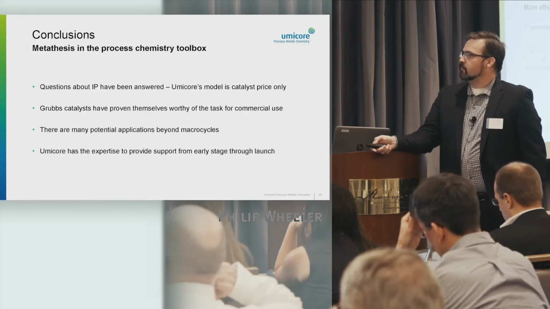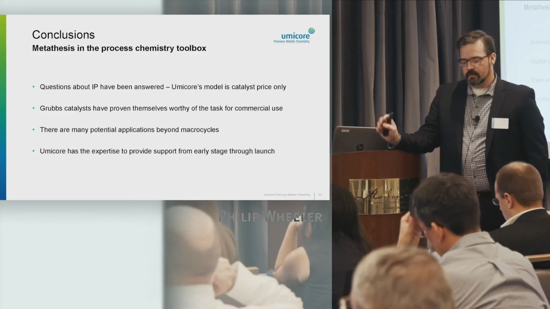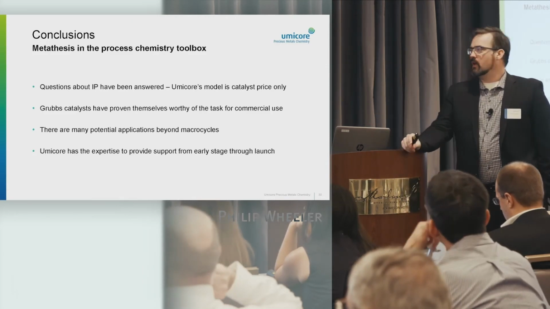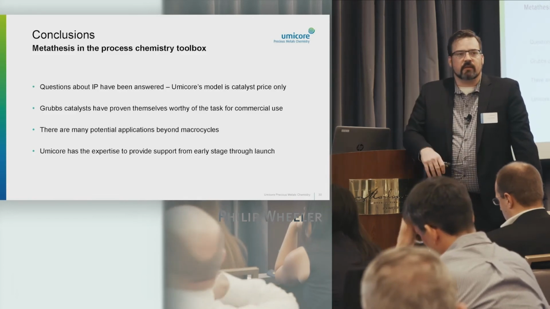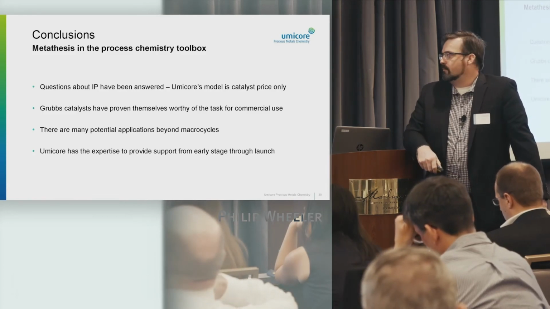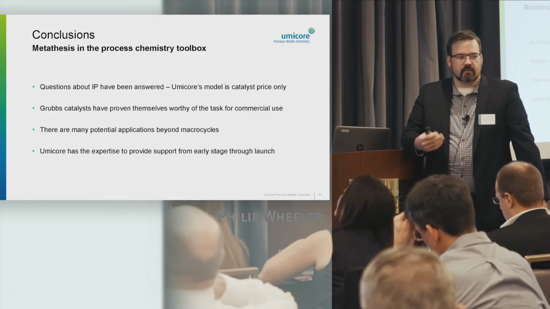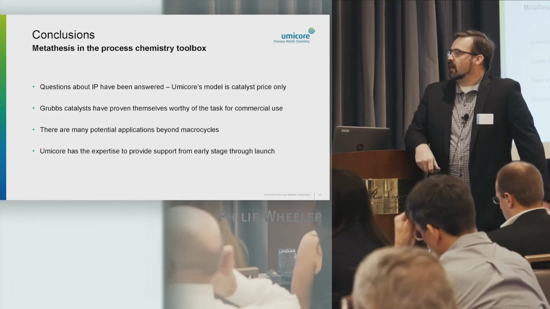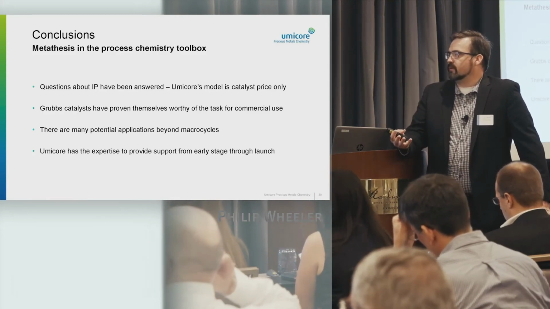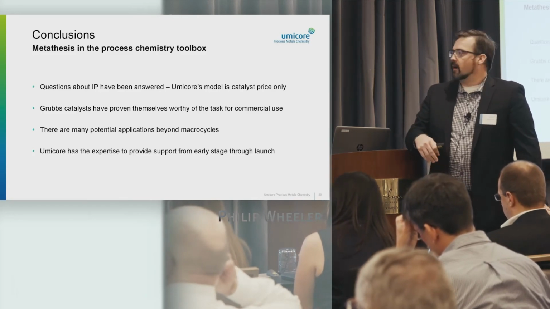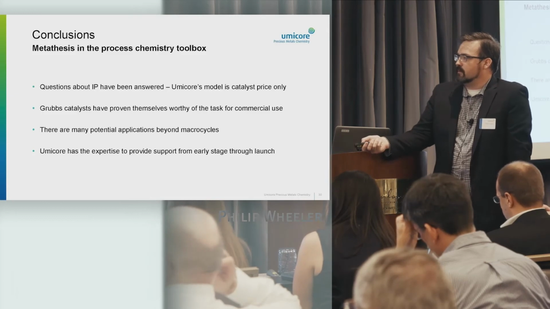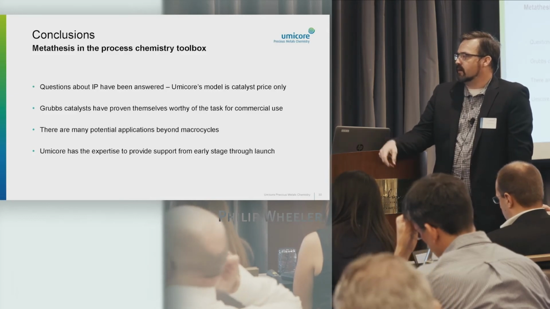So with that, I'll wrap up this bond disconnection portion of my talk. The main things I want to take away is that the questions about IP hopefully have been answered. Our model is simple. You just pay for the price of the catalyst and that's it. Grubbs catalysts have proven themselves in multiple different commercial applications, including API. And there are also many potential applications other than macrocycle.